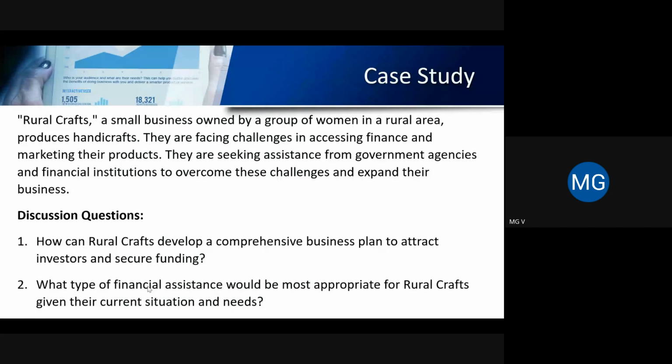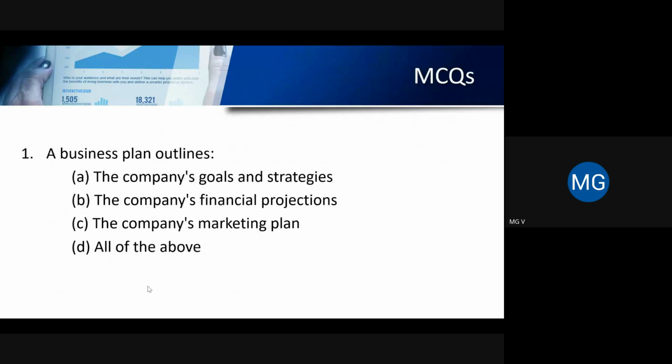What type of financial assistance would be most appropriate for Rural Crafts given their current situation and needs? MSME loans, okay. Basically, microfinance loans or loans from cooperative banks, which are often more accessible to small businesses in rural areas. Right, sir? A business plan outlines the company's goals and strategies, or financial projections, or marketing plan, or all of the above. All of the above.